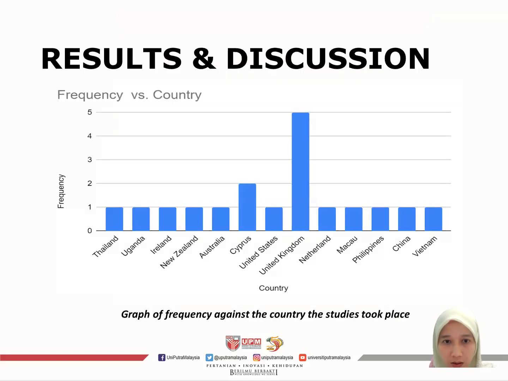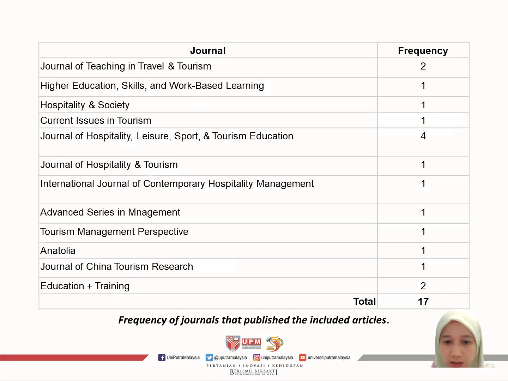So these are the results and discussion. We can see the graph of frequency against the country where the studies took place. The highest frequency is from the United Kingdom and Cyprus. And this is the name of the journals that published the included articles. The one with the highest frequency is the Journal of Hospitality, Leisure, Sport and Tourism, with 4 articles, then 2 articles from the Journal of Teaching in Travel and Tourism, and 2 articles from Education and Training.